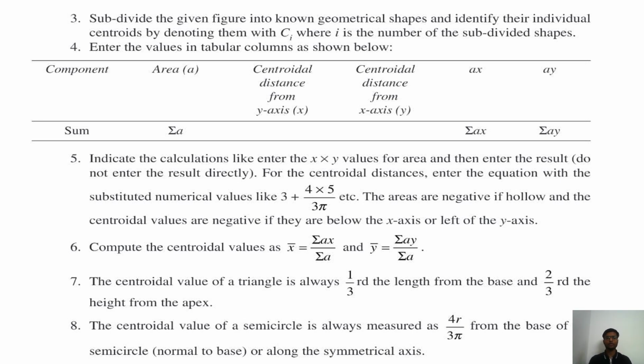The centroid of a triangle is always 1 by 3 of the height from the base and 2/3 of the height from the apex. The centroid of a semicircle is always at 4r by 3 pi from the base of the semicircle, normal to the base or along the symmetrical axis.